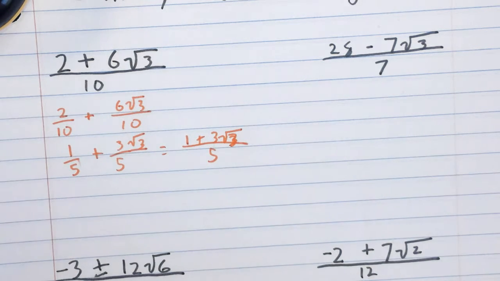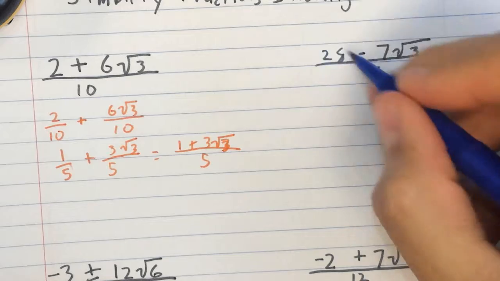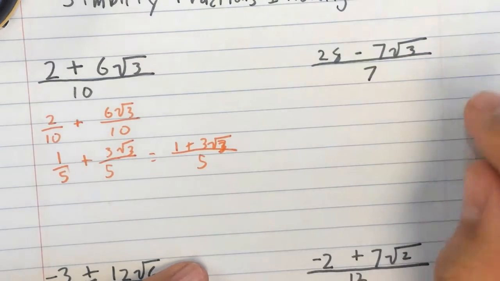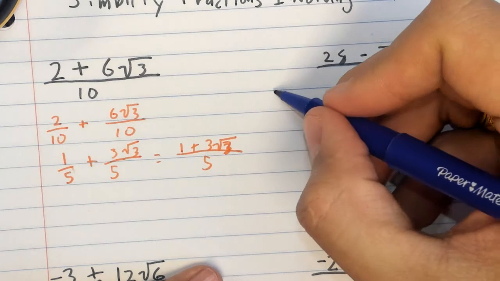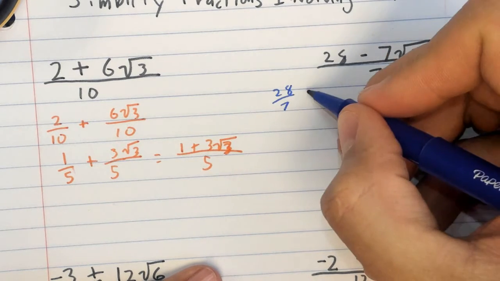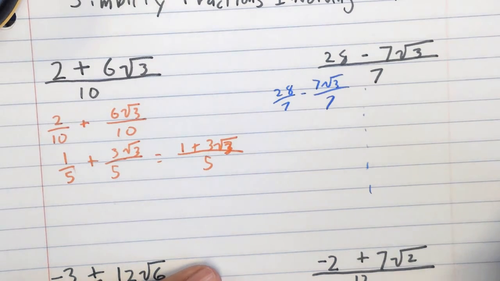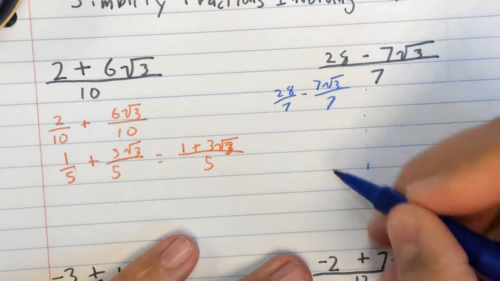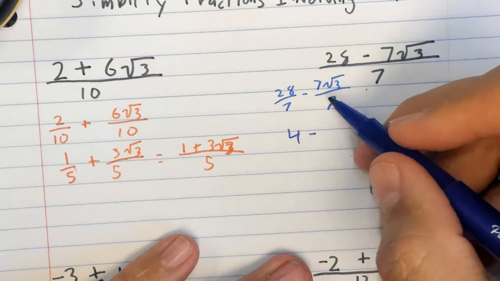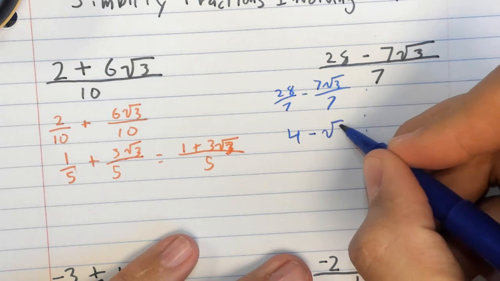Let's look at another example. Both of these are divisible by 7. Let's actually break it up twice. So I can do 28 over 7 minus 7 square root of 3 over 7. 28 divided by 7 is 4 minus, and then 7 divided by 7 is 1, which leaves me just square root of 3.